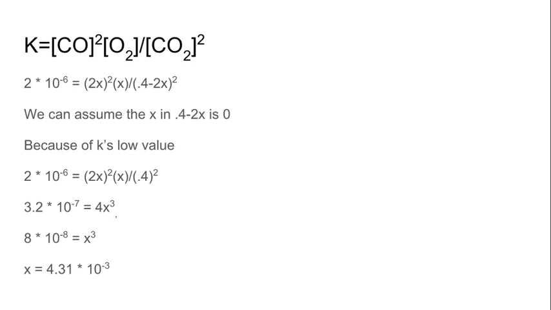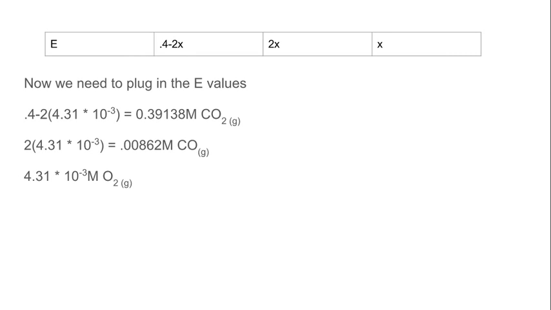So we're just left with 2 times 10 to the negative 6 is equal to 2x squared times x divided by 0.4 squared. We multiply it over, divide by 4, and then cube root it. We get x is equal to 4.31 times 10 to the negative third. Now we need to plug in the values for the equilibrium, and we get 0.39138 molarity for CO2, 0.00862 molarity for CO, and 4.31 times 10 to the negative third molarity for O2. Ain't that nice?